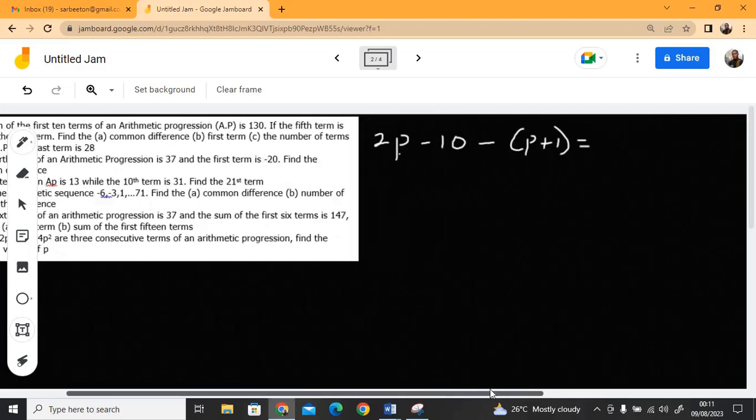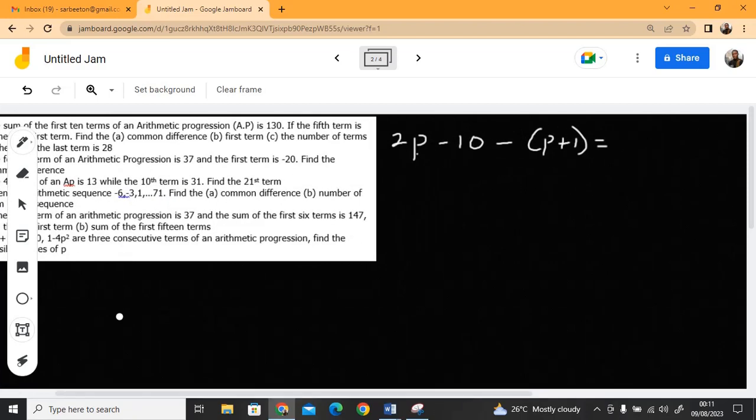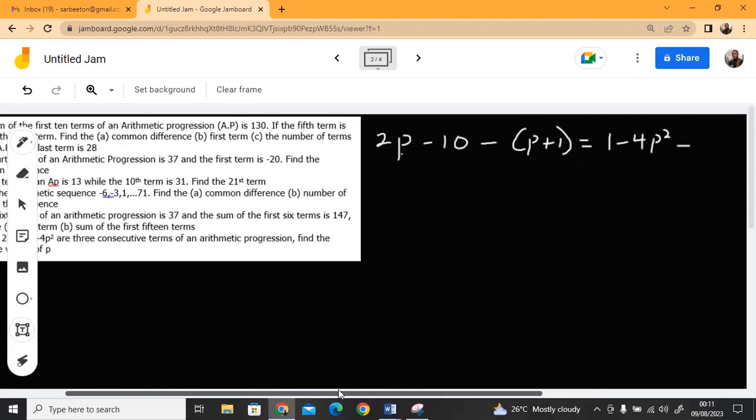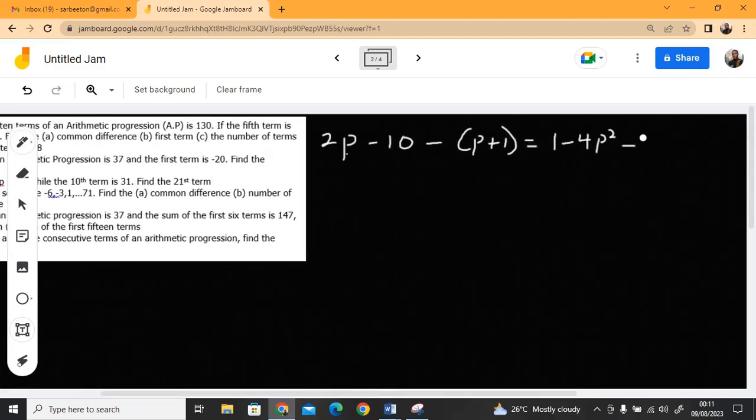Like what I did here, I'm saying that the third term, 1 minus 4p squared, minus the second term. The second term is what? 2p minus 10. So minus 2p minus 10. Now you can see it's just like saying that the second term minus the first term is the same as the third term minus the second term, like what I did earlier.